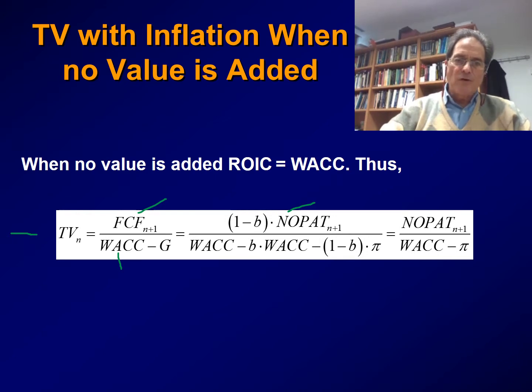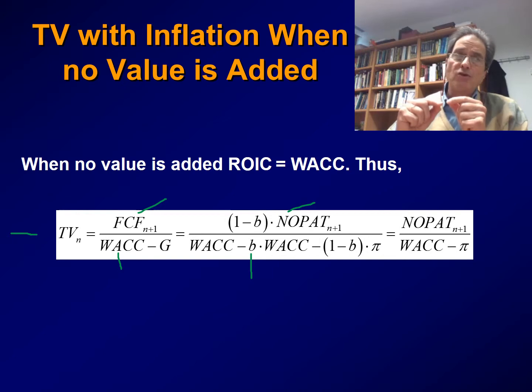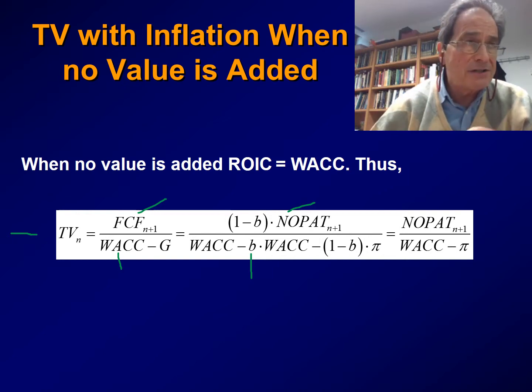And then let's focus on the denominator. We leave WACC as it is, and then in the formula for G, for the nominal growth rate that we saw before, we're going to substitute ROIC for WACC, because we are assuming that the return on invested earnings is equal to WACC.